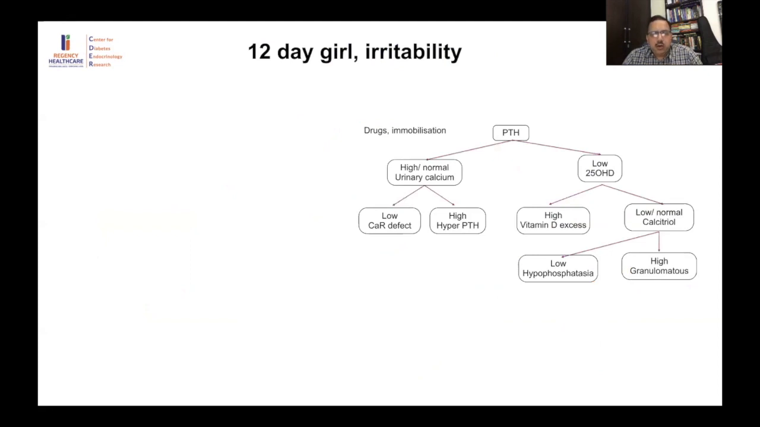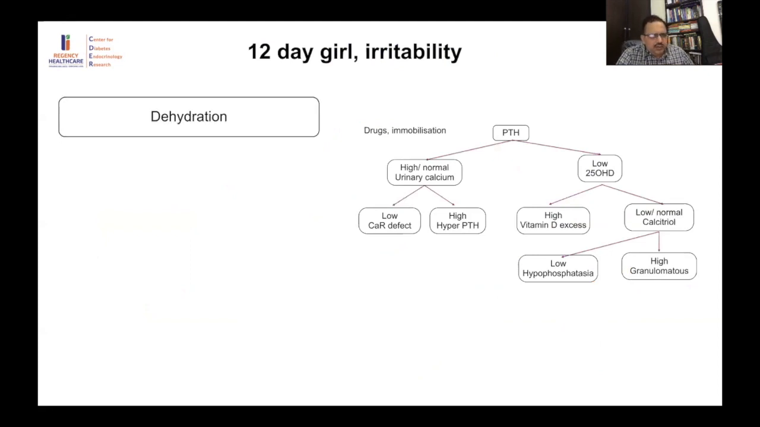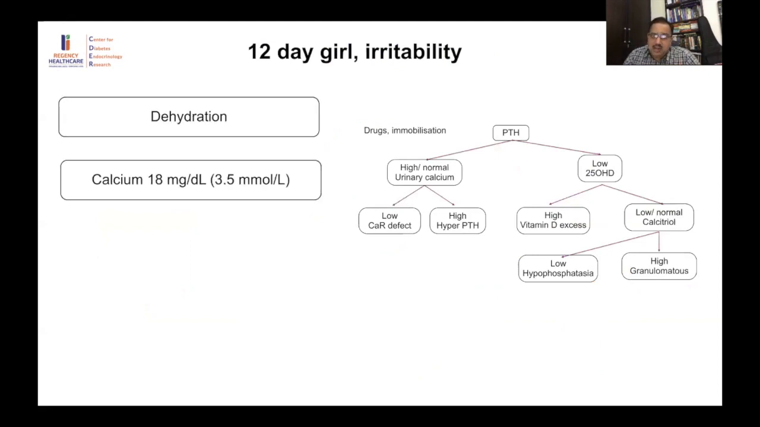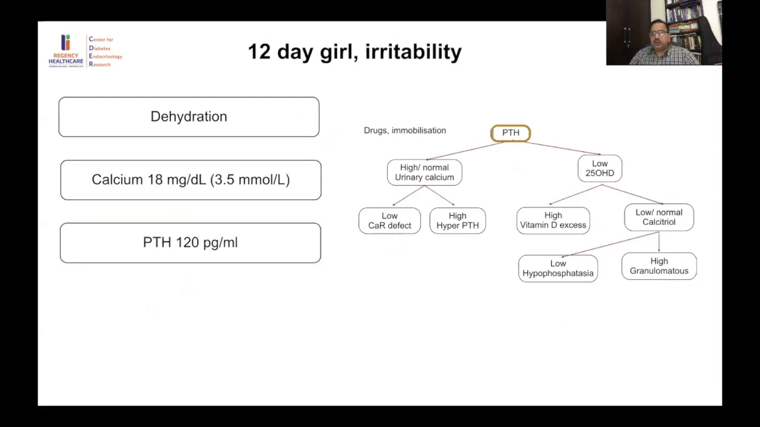So this is a 12-day-old girl with irritability, and what we find is that she was dehydrated, with a high level of calcium, hypercalcemia, and PTH levels were high. So this is the case we discussed about that child with a subcutaneous nodule in which there was more calcitriol production. We discussed the second situation of hypophosphatemia causing hypercalcemia, but this is actually the most important, the most severe form of hypercalcemia in the newborn period.